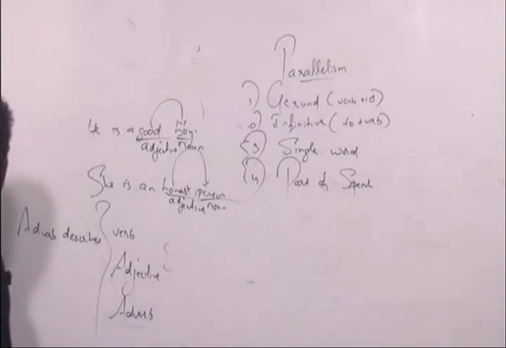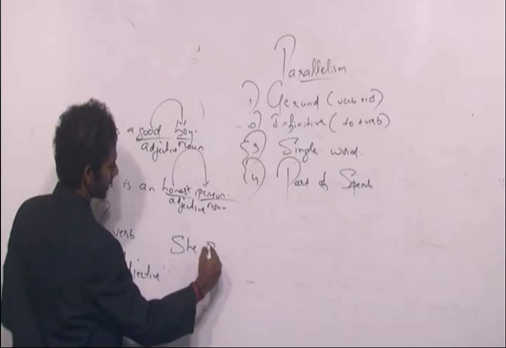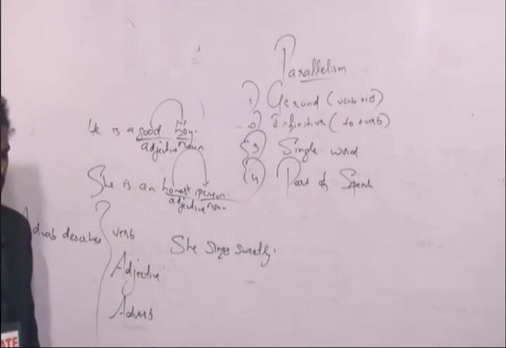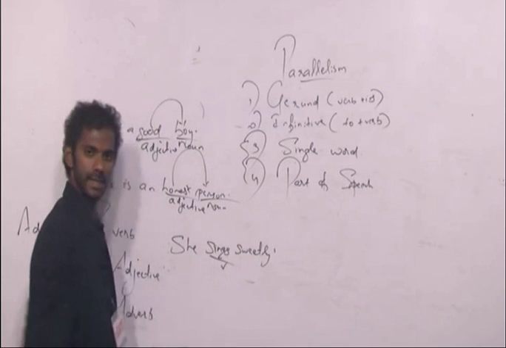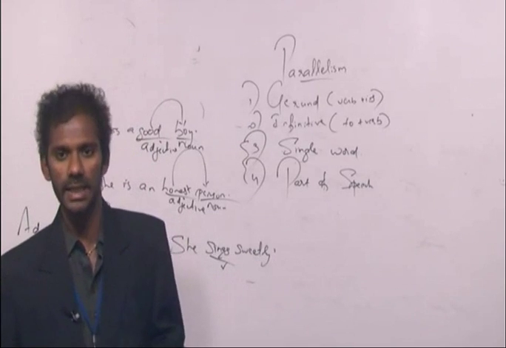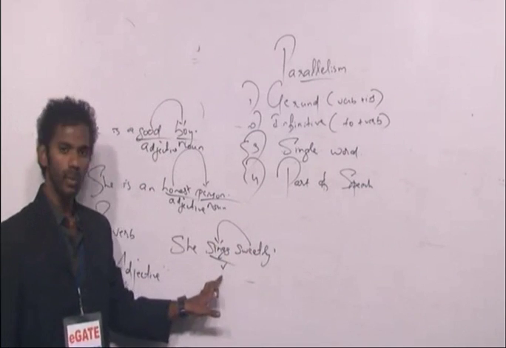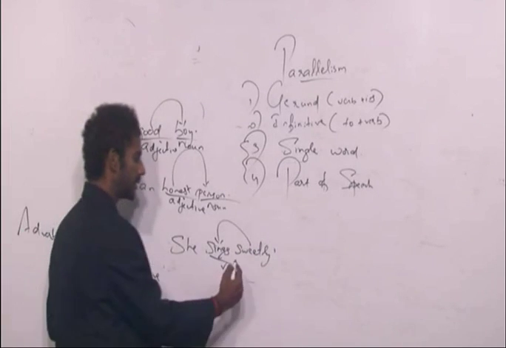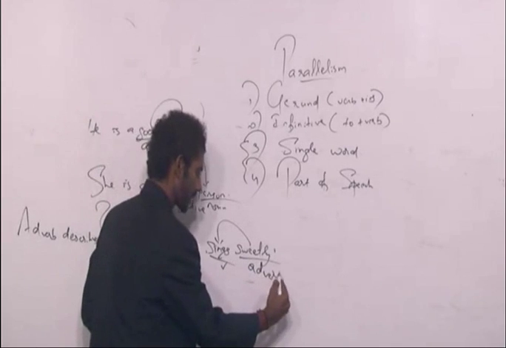Clear? Fine. Come to the very first description. An adverb is a word that describes a verb. Clear? If I say, she sings sweetly. What is a verb in this sentence? Sings is a verb in this sentence. Action. Clear? Fine. How does she sing? Sweetly. That means the word sweetly describes sings. Sings is a verb. Any word that describes a verb is termed as an adverb. So in this sentence, sweetly becomes an adverb.